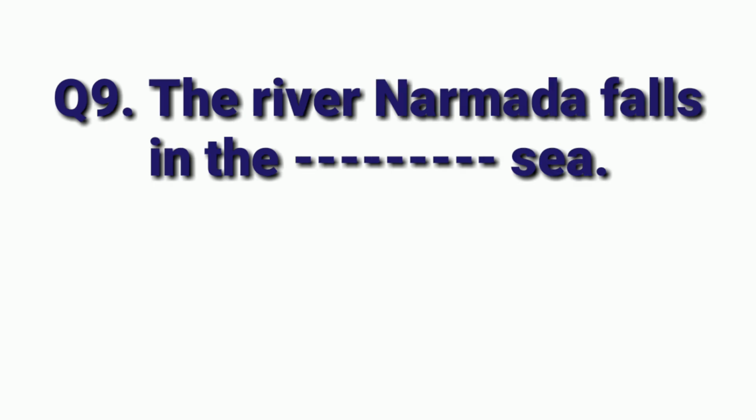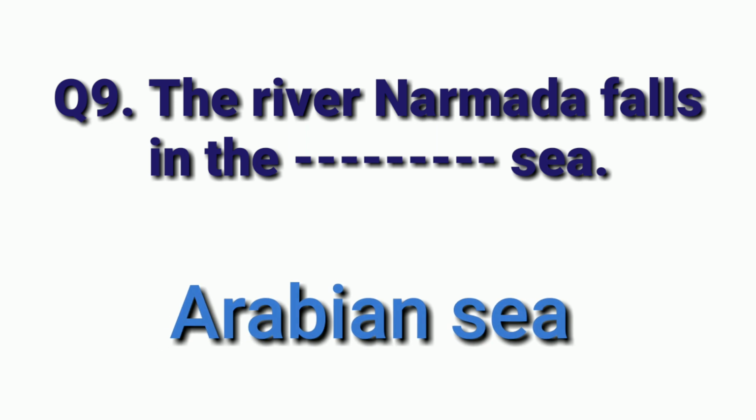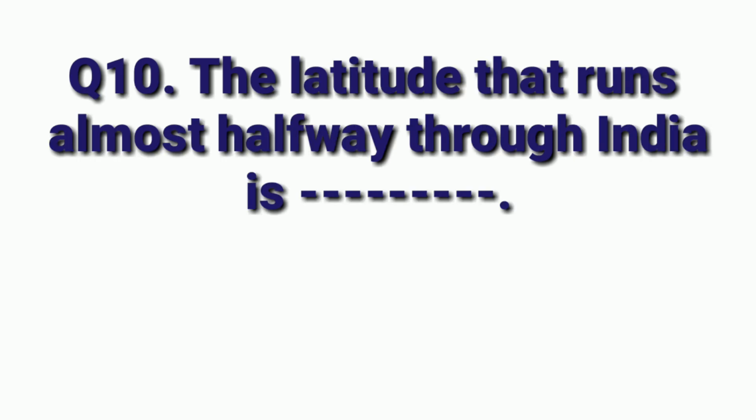Next question is the river Narmada falls in the dash sea. Answer is Arabian Sea, means it is a west flowing river.